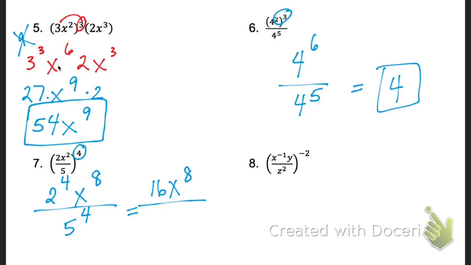5 to the 4th. 5 to the 3rd is 125. Multiply that by 5 again. What do you get? Wait, what was... You can do this. 125 times 5. 625. Awesome.